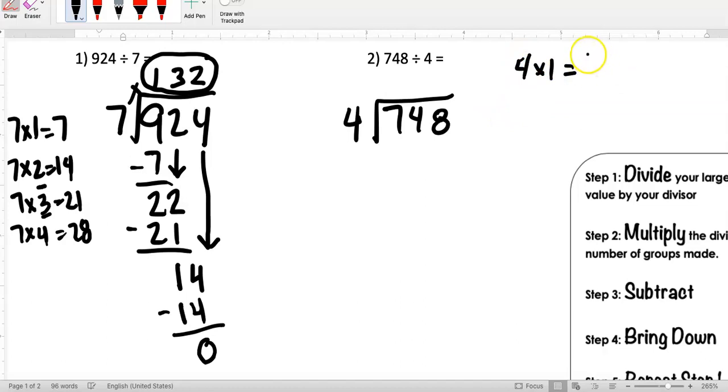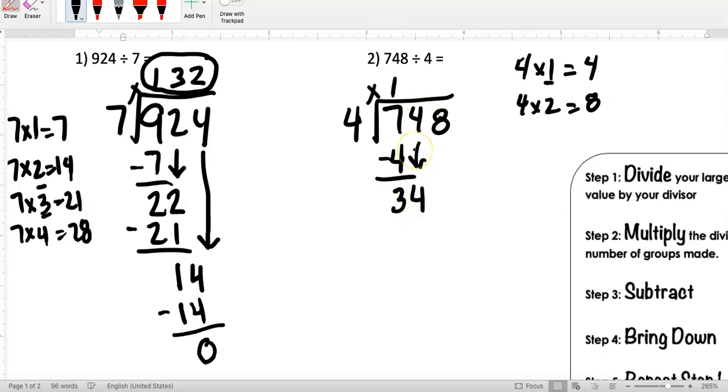4 times 1 is 4. 4 times 2 is 8. I'm going to stop there. 8 is going over that 7, so I know that 4 goes into 7 just once. I moved too fast without going through my steps. 1 times 4 got you 4. So that 4 is going to be brought down underneath the 7. 7 minus 4 gives me 3. I'm going to draw my arrow, bringing down that 4.